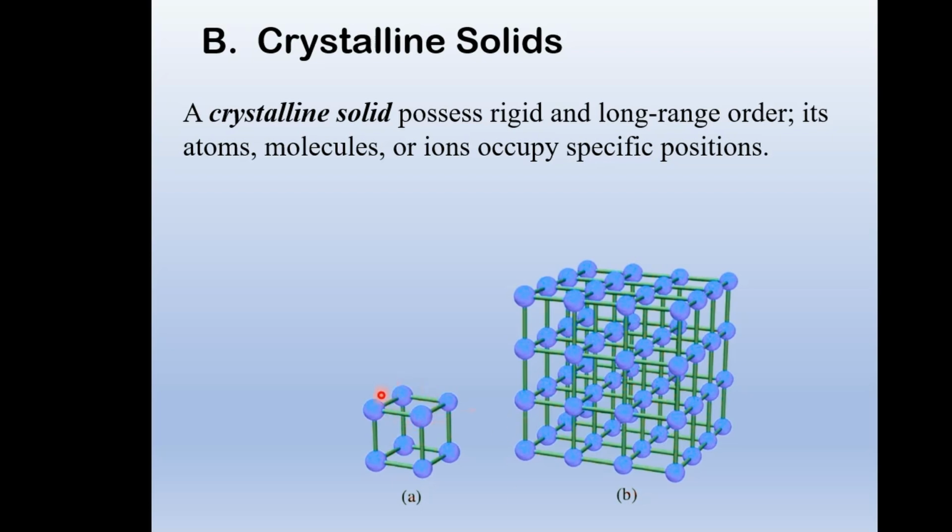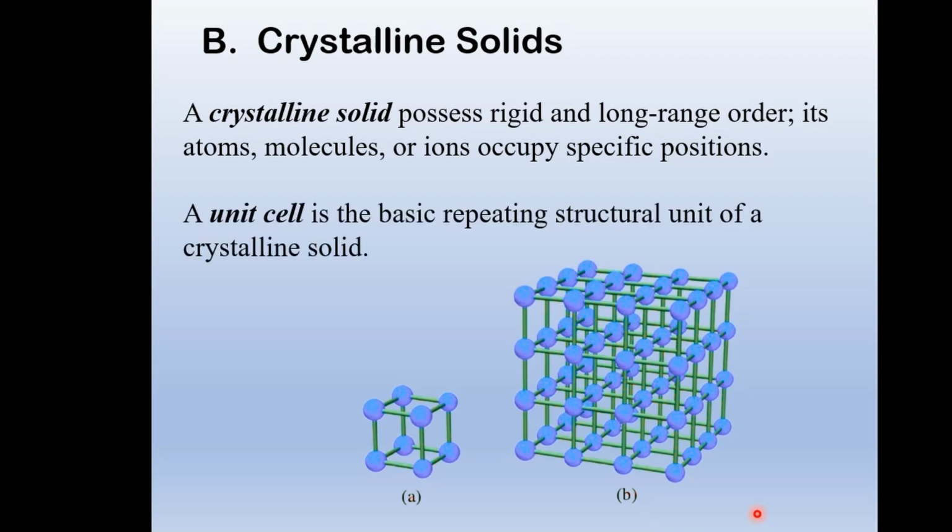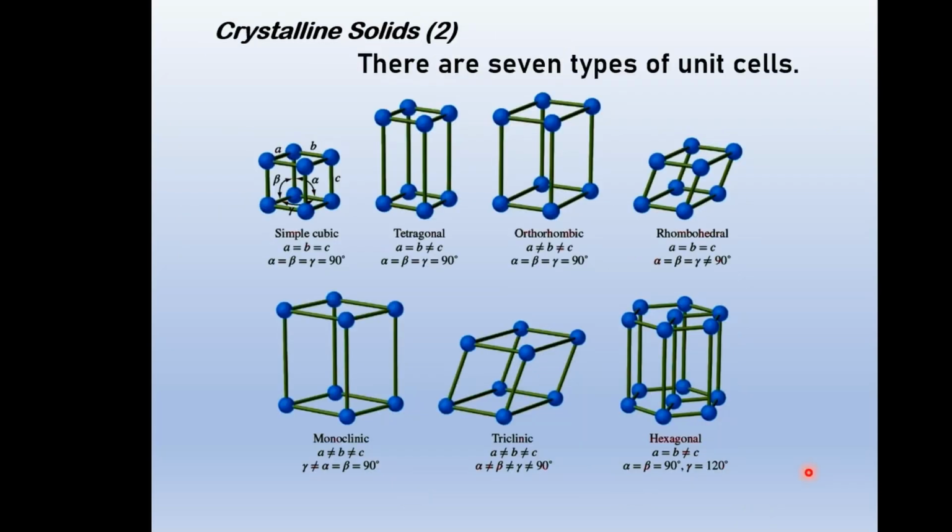So this thing here is called a unit cell. And you can see it represents one piece of this larger crystal. This thing just repeats farther and farther. So a unit cell is the basic repeating unit of a crystalline solid. There are 7 types of unit cells. I only ask that you recognize 2 different types.